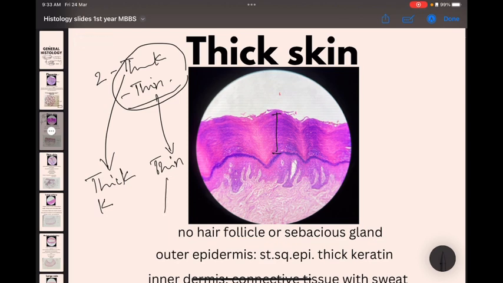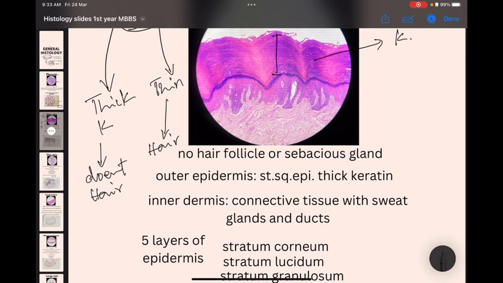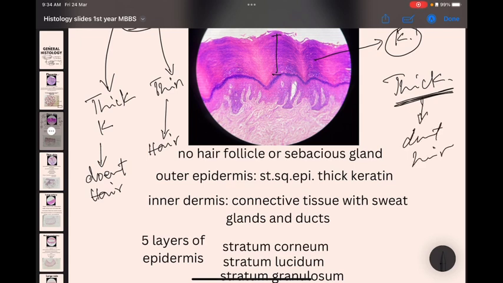And then thin skin has hairs, but thick skin does not have hair. Done. Look at this, this is the keratin layer. You can identify the slide just by seeing the keratin layer that it is thick skin, and thick skin does not have hairs.